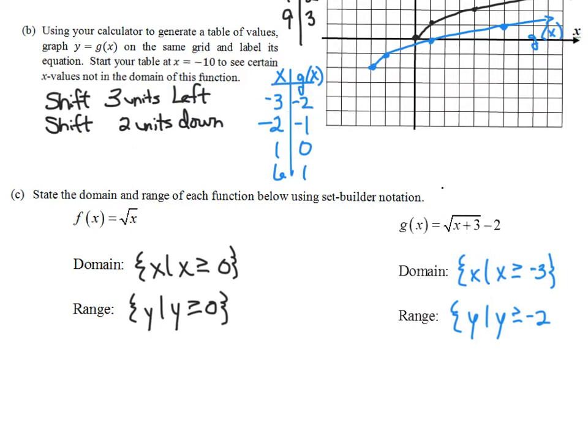Now if you were to go to your graphing calculator and try to input values or look at your table of values before the number -3 on the g of x graph, on my table of values in my calculator I would see an error message telling me that I could not take the square root of a negative number.